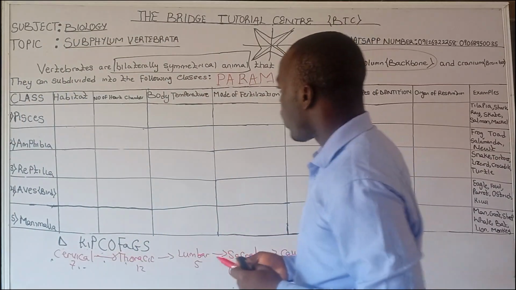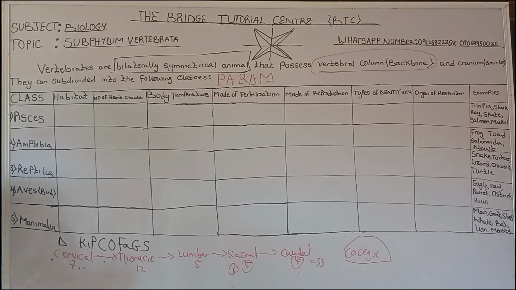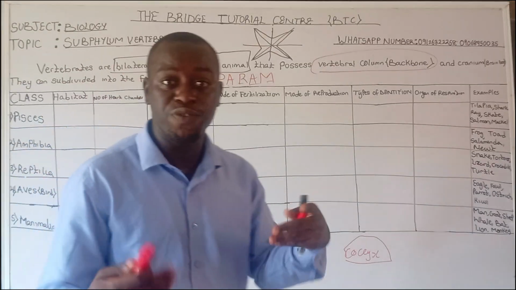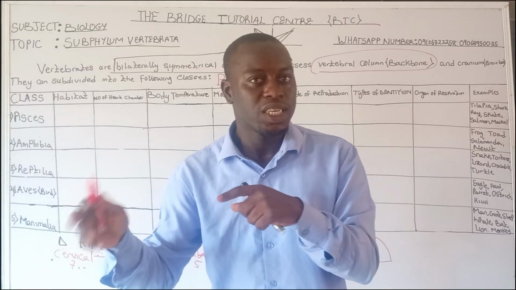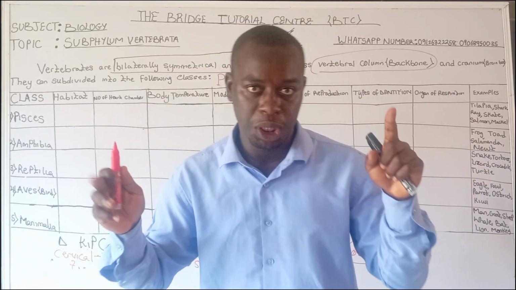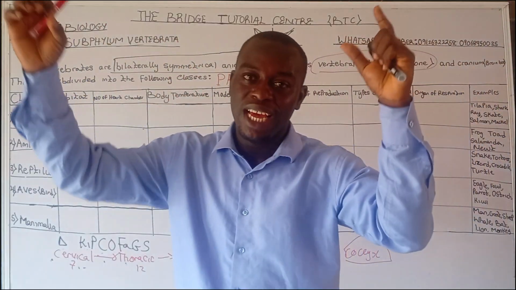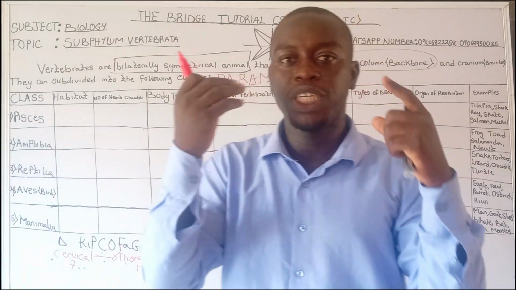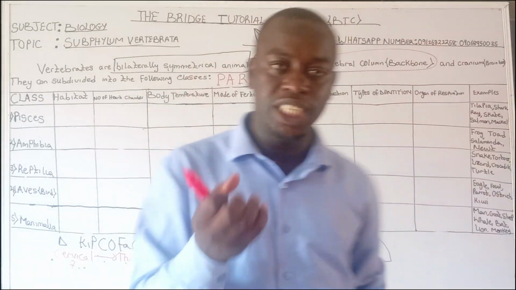Now, okay, we are going to start with examples of each of those classes. Let's start from the first one, which is the Pisces. What are the examples of Pisces? Pisces is almost the same thing as fish. We all know fish, though we have one fish that doesn't have vertebral column, which is the hagfish. The fish are subdivided into agnatha, the jawless fish. You have the chondrichthyes, which are the cartilaginous fish, and finally the bony fish or osteichthyes.